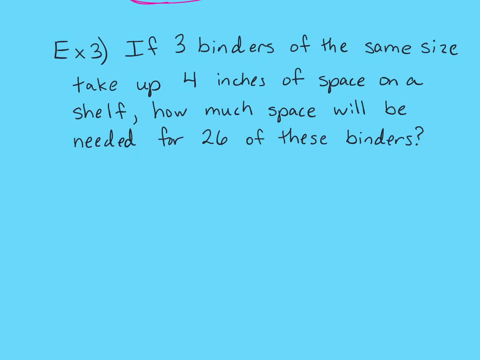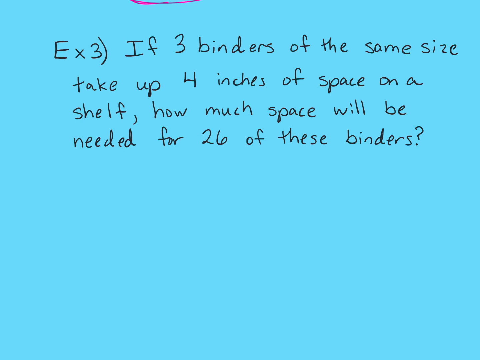Example 3, if 3 binders of the same size take up 4 inches of space on a shelf, how much space will be needed for 26 of these binders? This is a problem that you can solve using a proportion. You could go back and solve this using unit rates, and different other things could work as well. But a proportion usually will make a problem like this work the fastest.